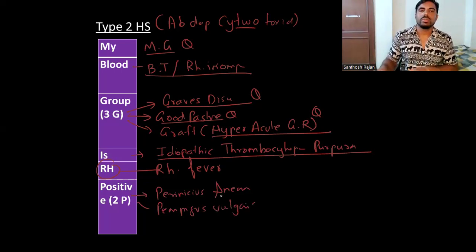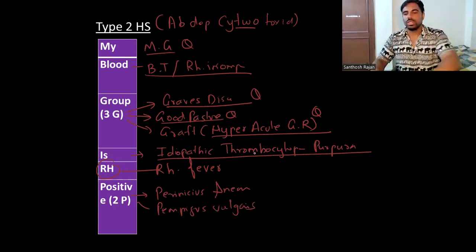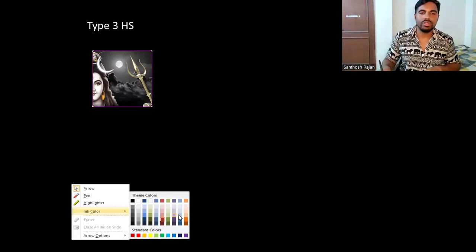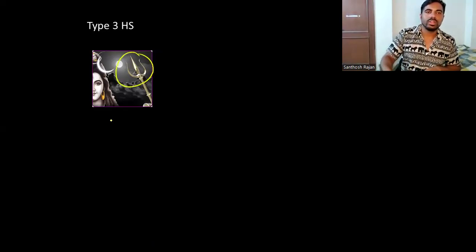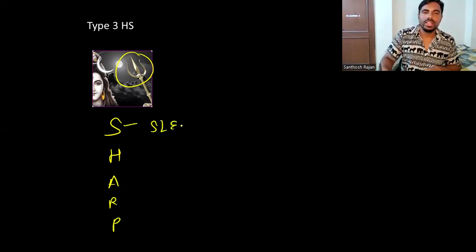That's it. Okay, not much asked. So this is one. We finished with type 2. Now type 3. Type 3 means, everyone knows Lord Shiva's trident. Trident is sharp, right? SHARP. S for SLE, serum sickness.